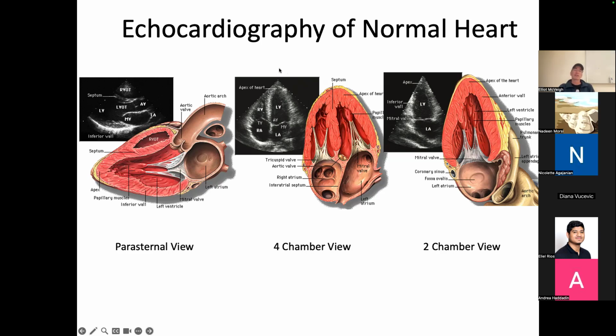If I rotate, so here's my transducer, all I have to do is rotate the transducer approximately 90 degrees. And then what I'm going to achieve there is I'm going to cut this plane right down this axis. So I'm orthogonal to this one. And that's the two-chamber view. The reason it's called two-chamber is I'm going through the left ventricle and the left atrium. And that's what it looks like. Here's the left ventricle, here's the left atrium.